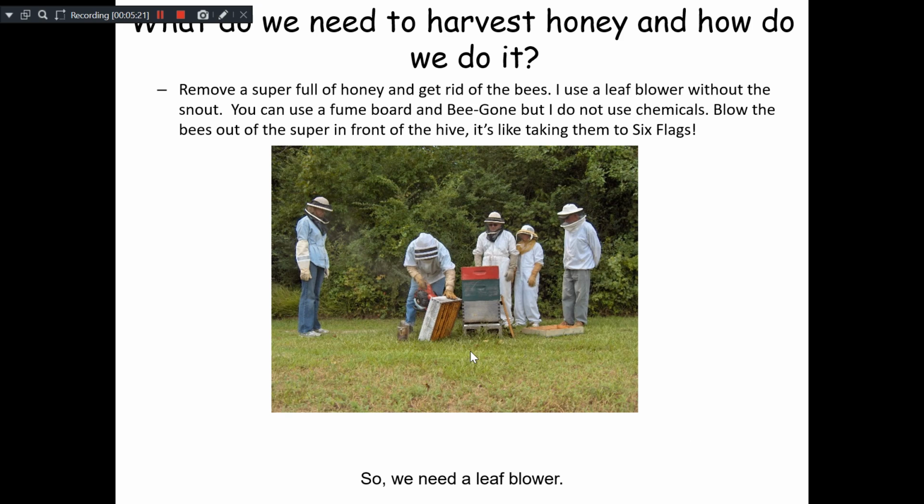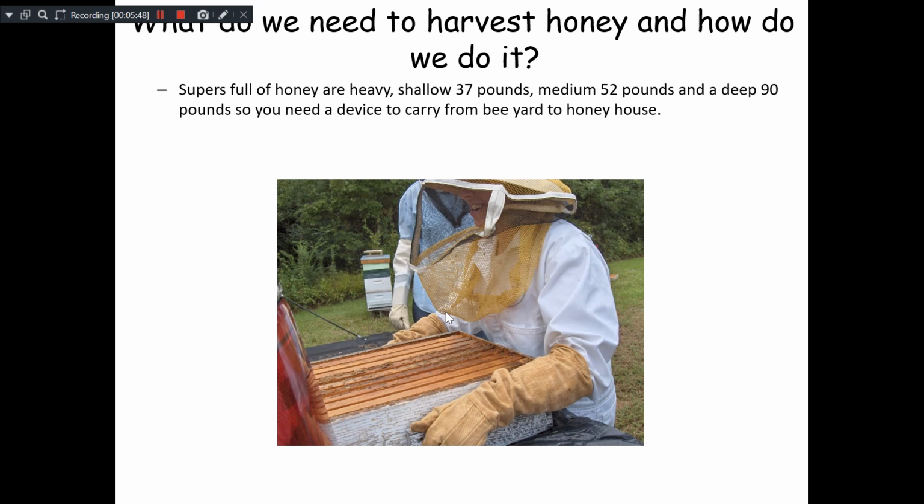To get rid of the bees from the honey, you can use a leaf blower. Different types of blowers are used. The honeybees go out, and using the fume board, when the bees have gone out, you can take the frame. See, each box is fitted with a number of frames. See the frames, now full of honey.